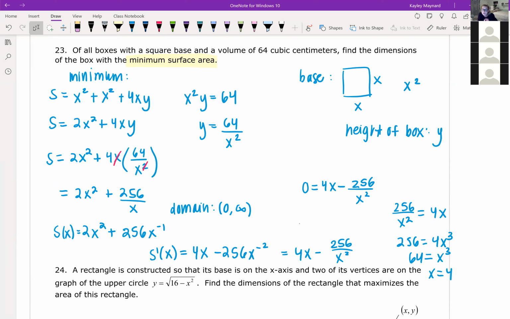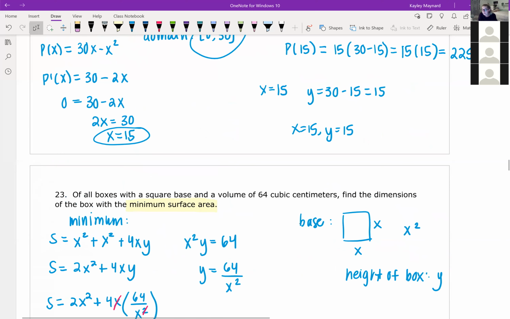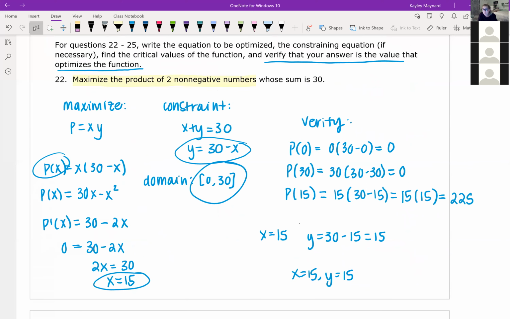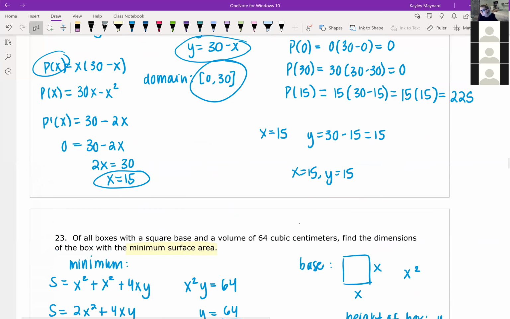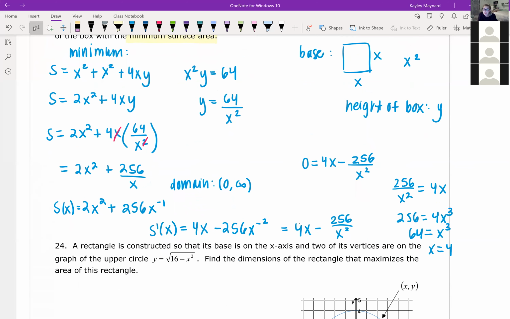So you do need to verify this. Remember on the last problem, we were finding the maximum on a closed interval, and so we were able to just plug in the endpoints to verify that it was actually the maximum. Well, here you don't have a closed interval, and your domain is 0 to infinity. So something that you can do instead is what is known as the first derivative test.